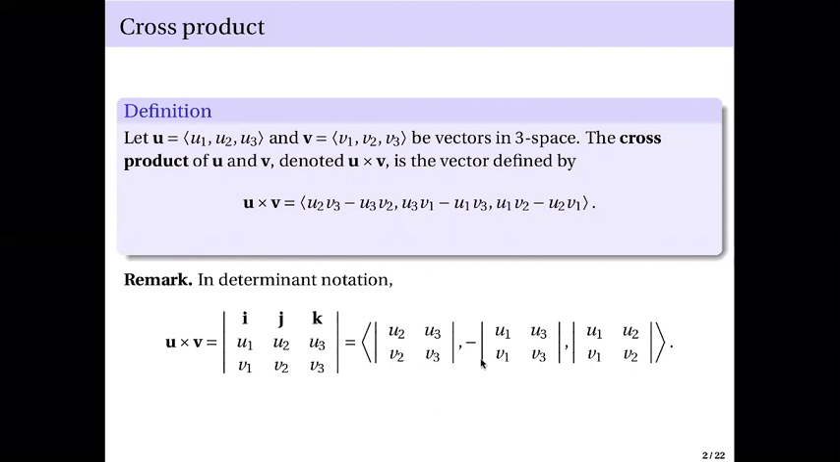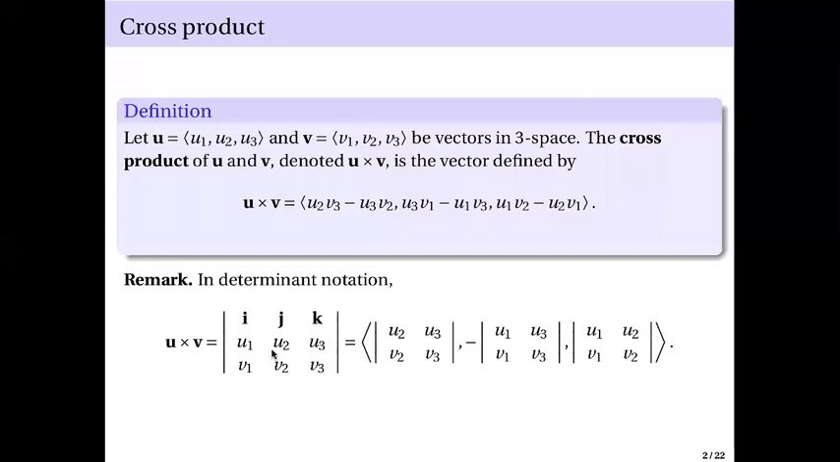If you still can't memorize this, you can always go back to this determinant here. Just remember, you have i, j, k in the first row. On the second row, you have the components of the first factor. And on the third row, you have the components of the second factor. Again, noting that i, j, and k here are the standard unit vectors in three-space.